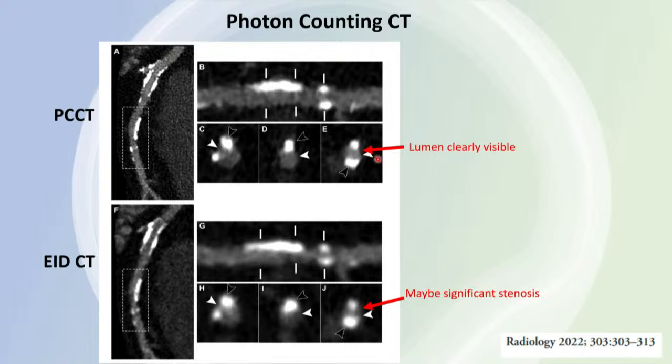This is one lesion that they show in their example where on photon counting CT, the reader said lumen was clearly visible. So lumen is much more clear. As with this picture, it is not bad, but some of the readers said there was maybe significant stenosis.